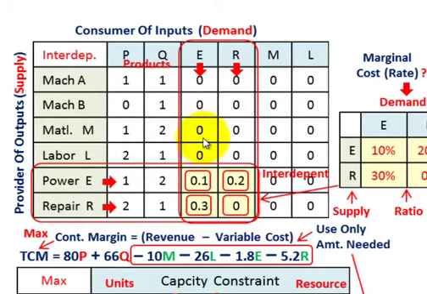But what we're going to be looking at is the supply, power E, for electricity we'll call it, and then repair R. So we know what they are for P and Q on a unit basis, but this is where the interdependencies come in, and that's really the demand here. So look at it in these terms.